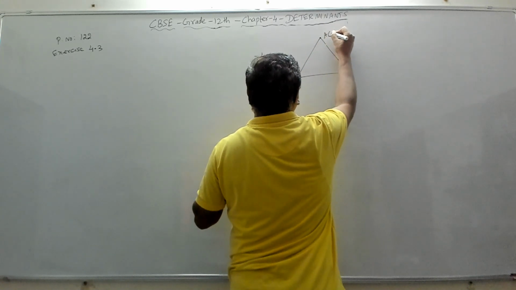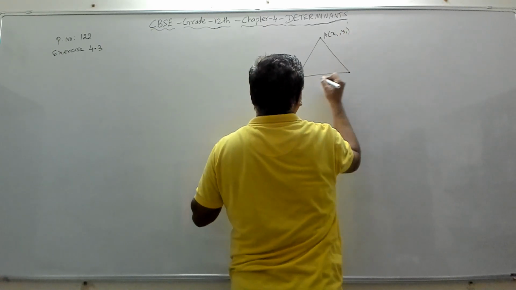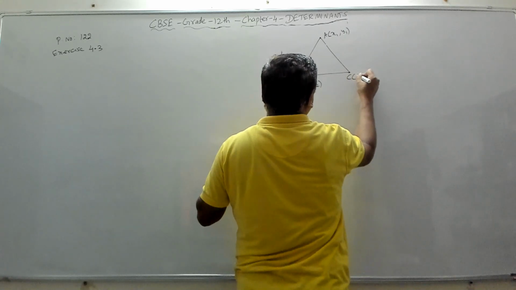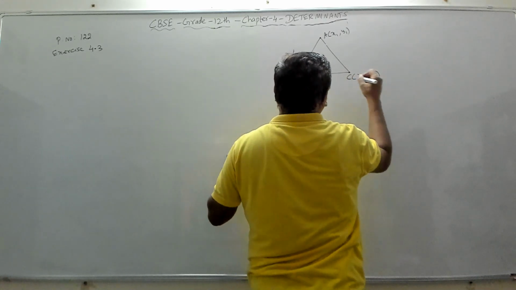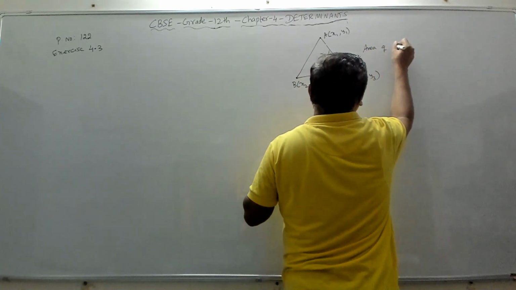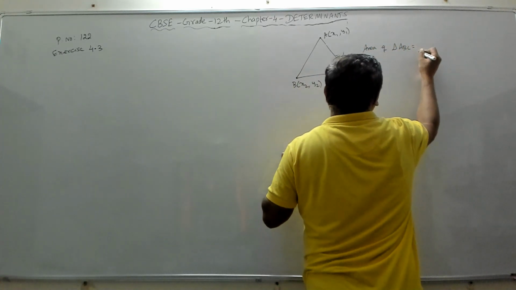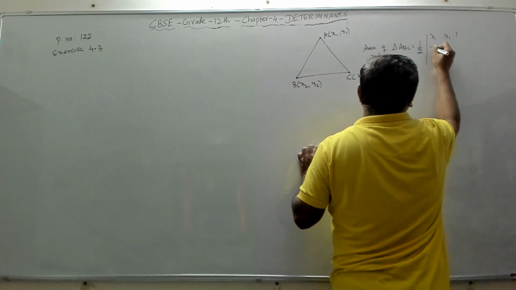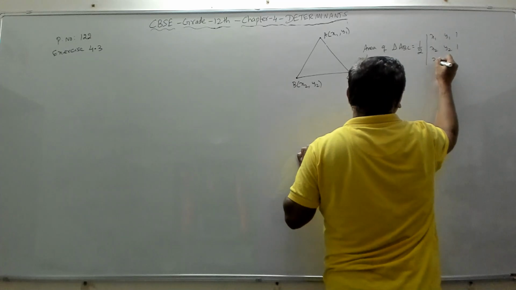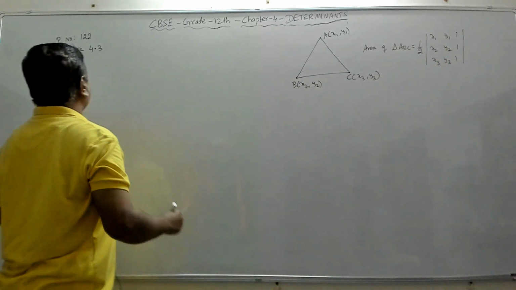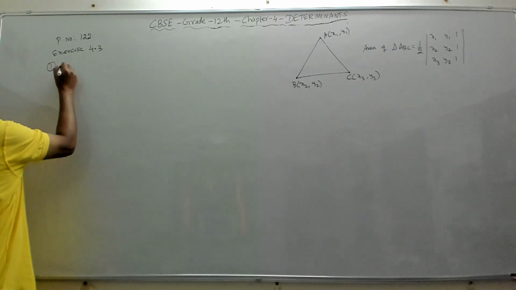A of x1 comma y1, B of x2 comma y2, C of x3 comma y3. Then the area of triangle ABC is given in terms of determinant as 1 by 2 of the determinant of x1 y1 1, x2 y2 1, x3 y3 1. Fine. Now exercise 4.3, first problem.